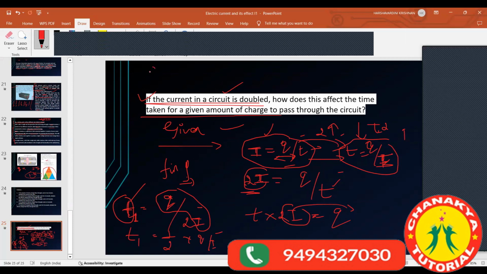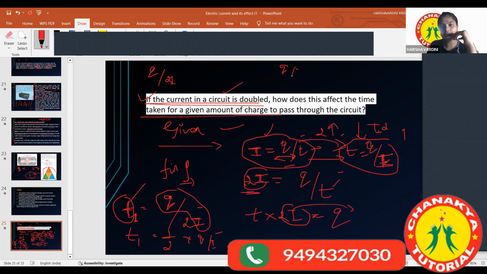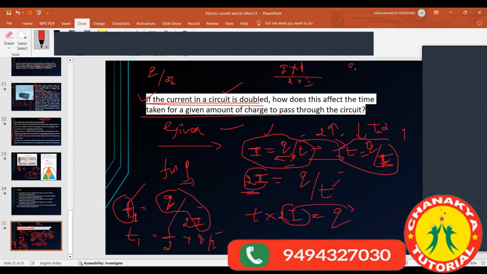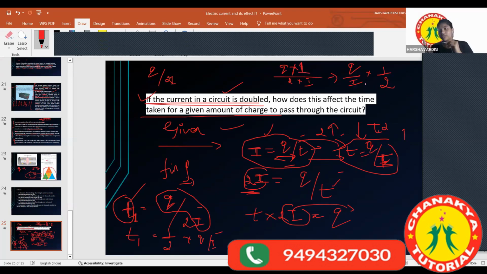Ma'am, how does it come to 1 by 2? Arey, Q by 2I is there. What is actually in the denominator? Q into 1. Nothing is there means we can imagine 1 is there. 2 into I, no? Okay, ma'am, I understood. So the Q is only 1 and the I is multiplied by 2. You're separating the 2 from I and the 1 from Q. So it would be half into Q by I. Everybody understood this step? Yes, ma'am.